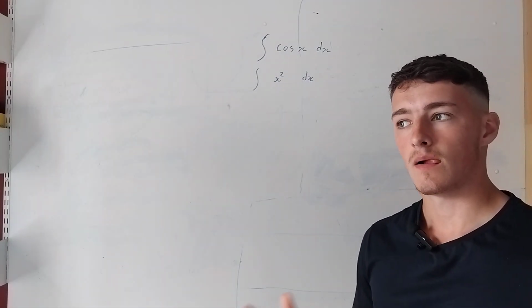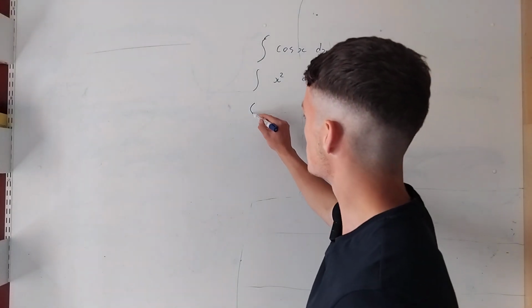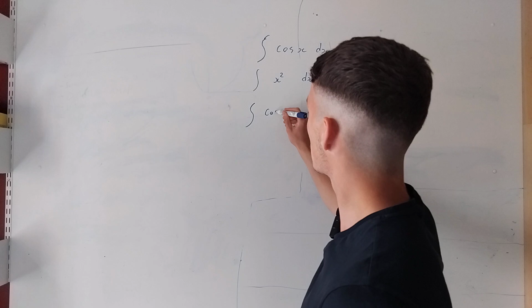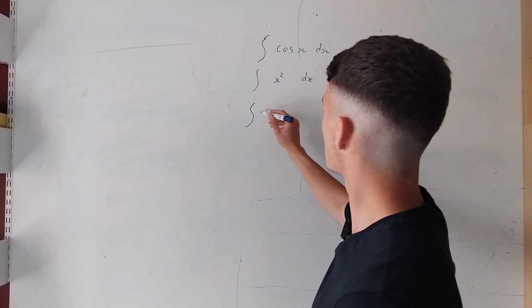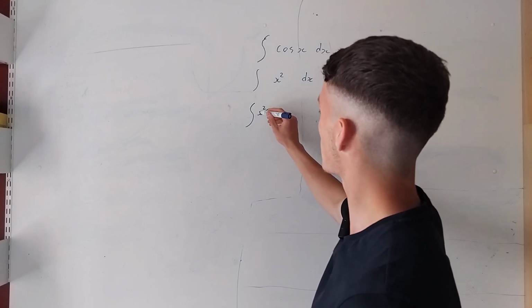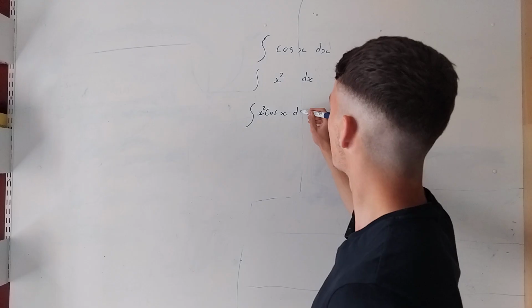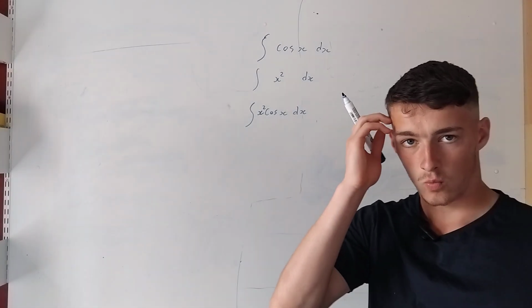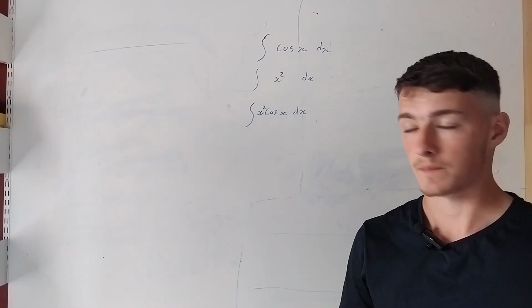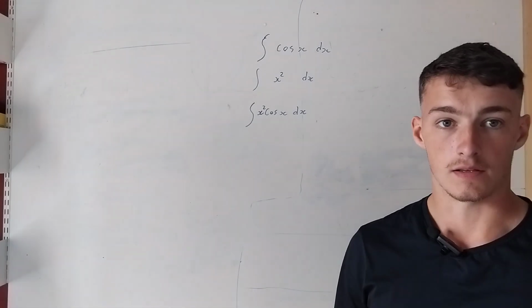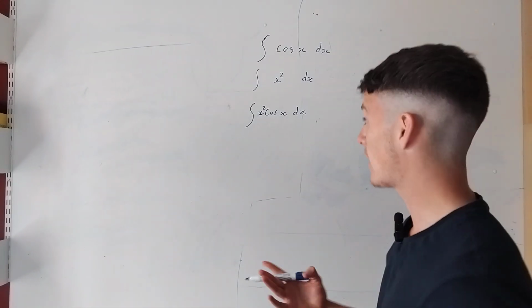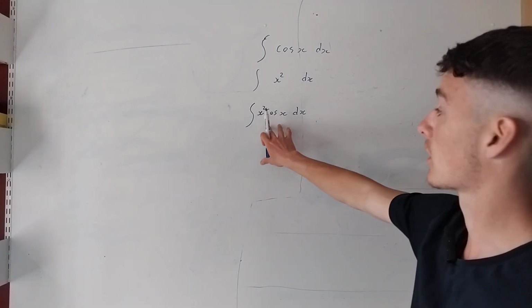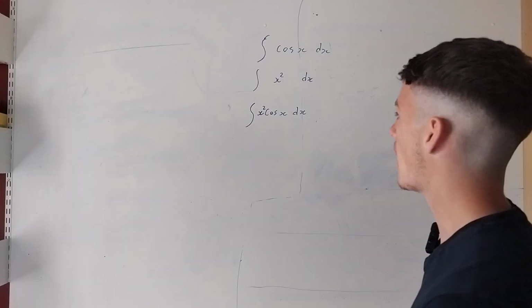But what if I asked you to integrate cos x times x squared? We don't know how to do that currently. And that is why integration by parts is useful. It tells us how to integrate the product of two functions.